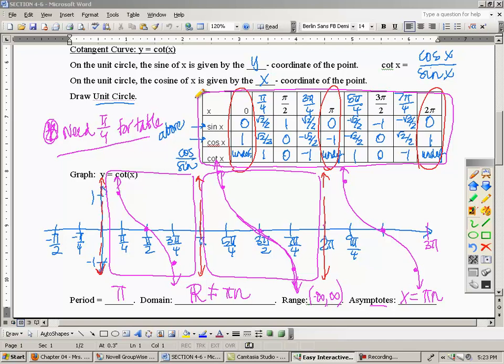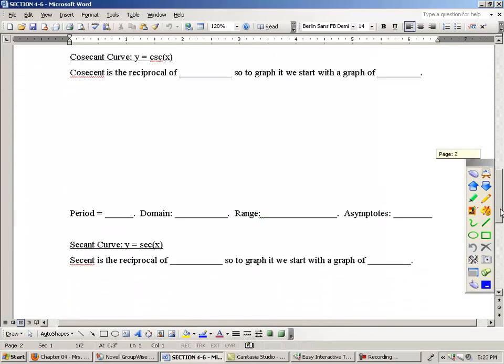Okay? On the back, I'm going to go through the secant and the cosecant. And the last two examples then I'm going to leave for us to work on in class together. So let's slide this down.